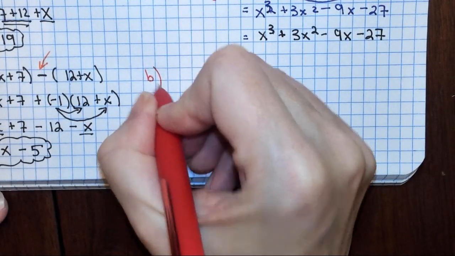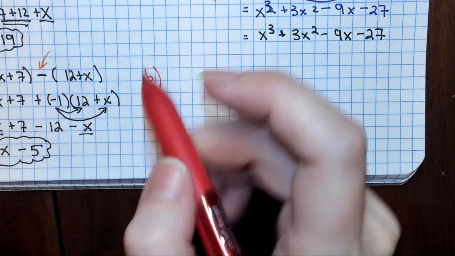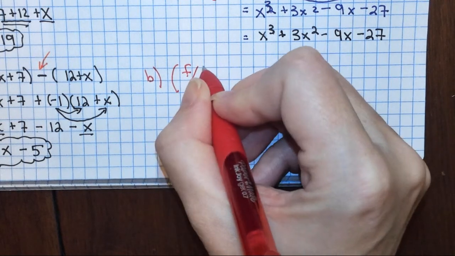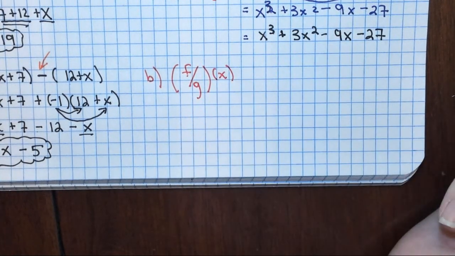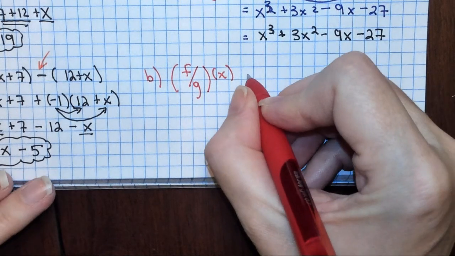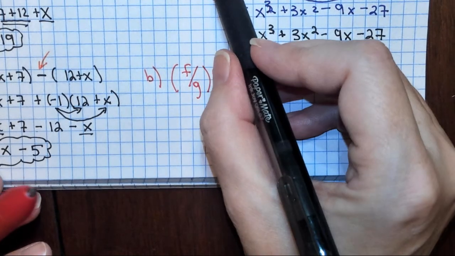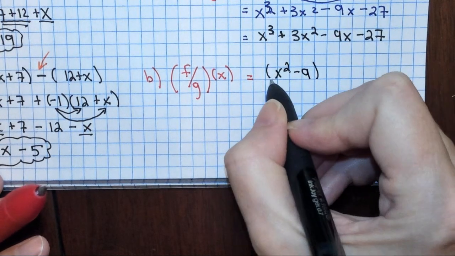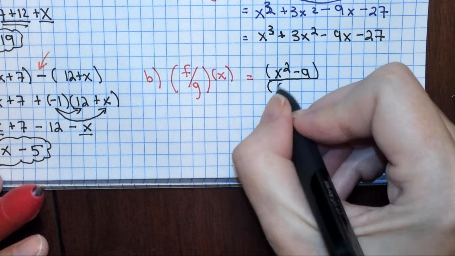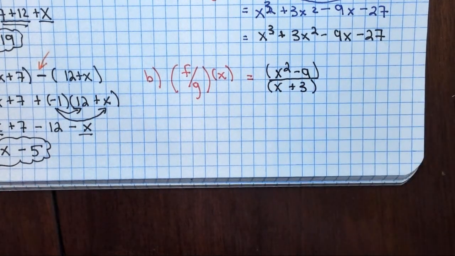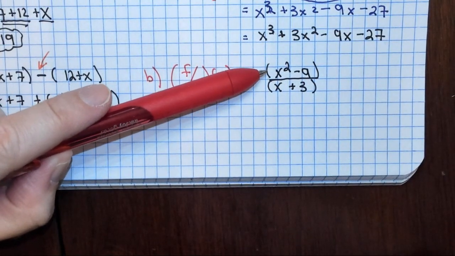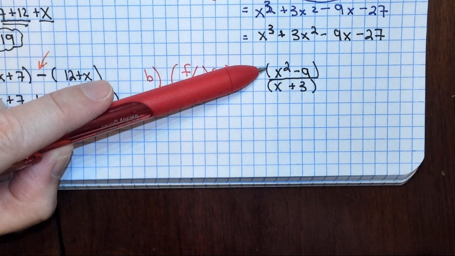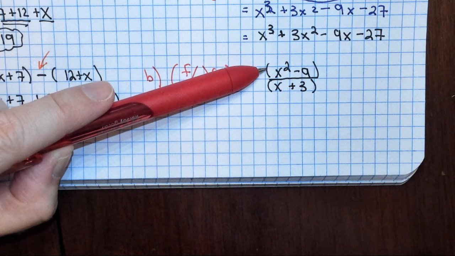And then B, we are going to be doing f of x divided by g of x. So this is going to look this way. f of x, x squared minus 9, divided by x plus 3. Now, here's the struggle. This is an Algebra 1 concept. We learned how to factor this way back in Algebra 1. Some of us may have forgotten.